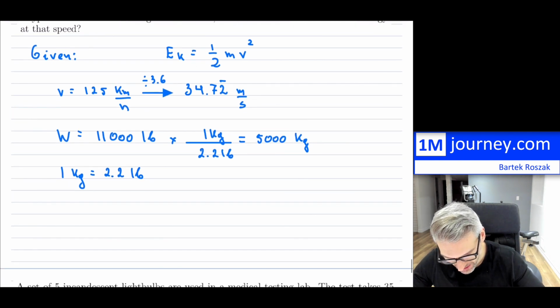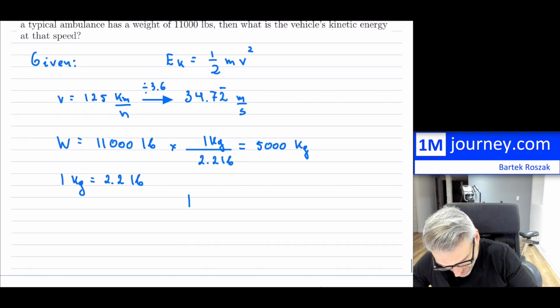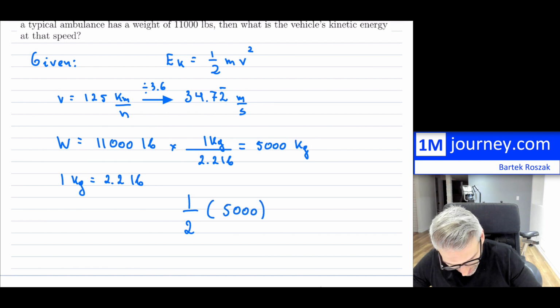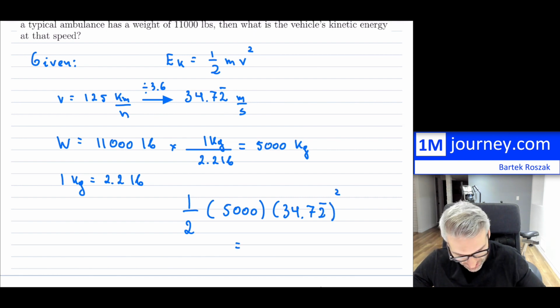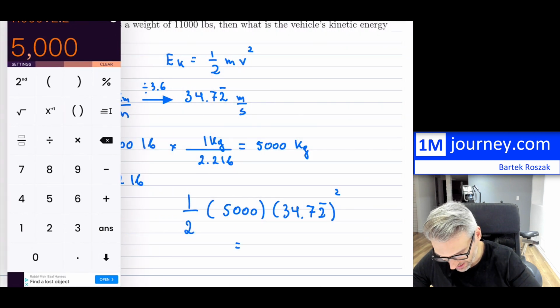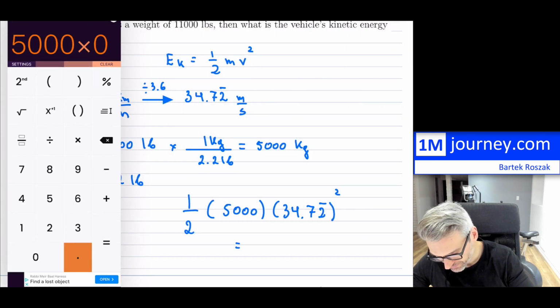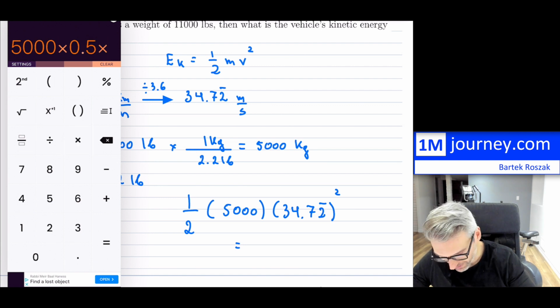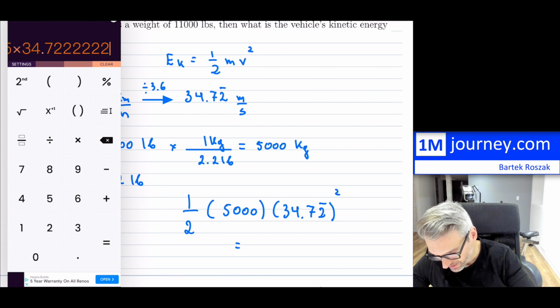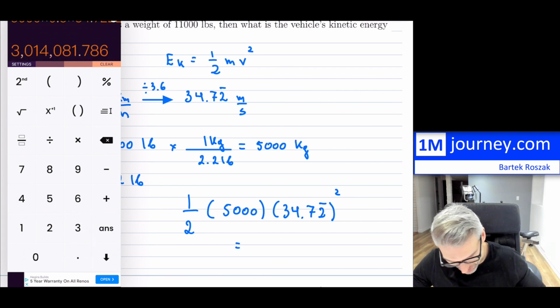All right, so now the kinetic energy component. If we take 1/2 of 5,000, and then this is going to be 34.72, and this is squared, that's going to give us the result. I already have this on the calculator. So I'm going to take half of that, and then multiply by the speed, which is 34.7 and a bunch of 2's, and then I'll square that.